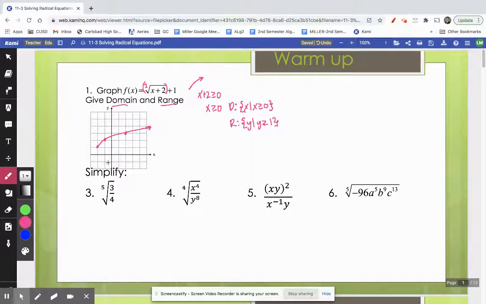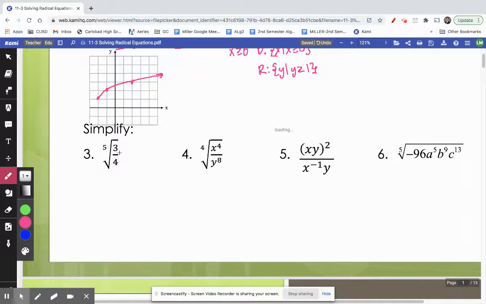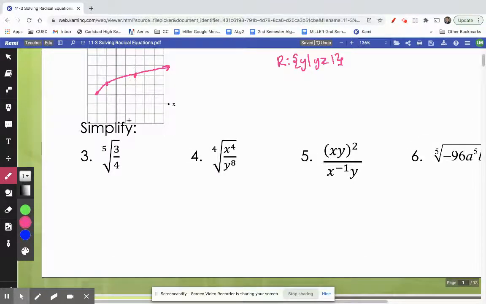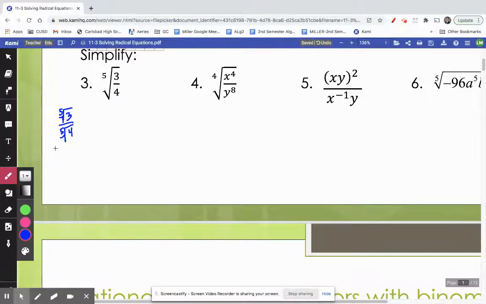All right, next one here, we're simplifying. Again, simplify is a broad term. For this one, we can't have a radical in the denominator. So first thing I'm going to do is split apart the top and the bottom, give them each their own radical. So we have the 5th root of 3 over the 5th root of 4. Now, to rationalize this denominator, we're going to multiply by a 5th root over a 5th root.